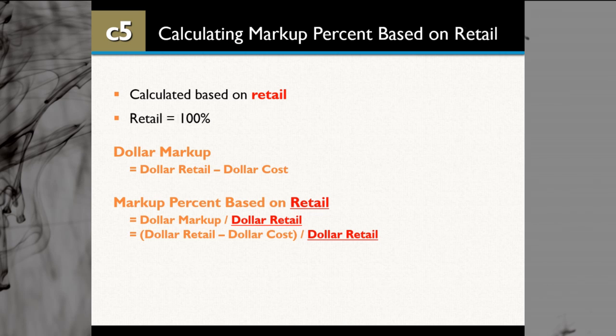And when you calculate this markup percent based on the retail, it's going to be dollar markup divided by dollar retail. So dollar markup is dollar retail minus dollar cost, the same as dollar markup, and you put the dollar retail at the bottom. So dollar markup divided by dollar retail is the markup percent. And this is the common way that we code it as a markup. If I just say calculate the markup, this is going to be the method.